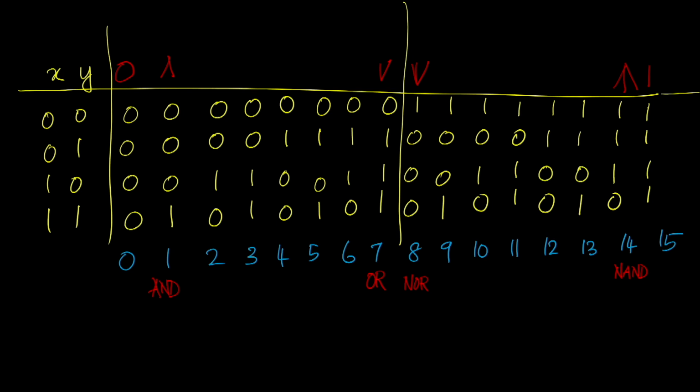Now let us come to column 6. Column 6 is 1 if either x is 0 or y is 0, but not both. That is, exactly one of x and y should be 1 for the output to be 1. This is called the XOR function, denoted in this fashion.